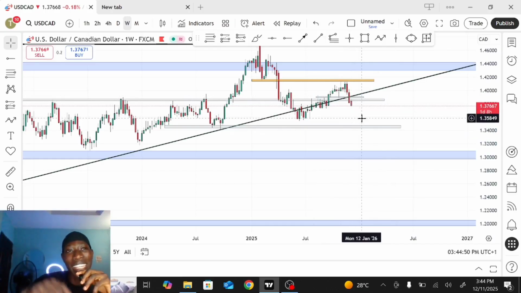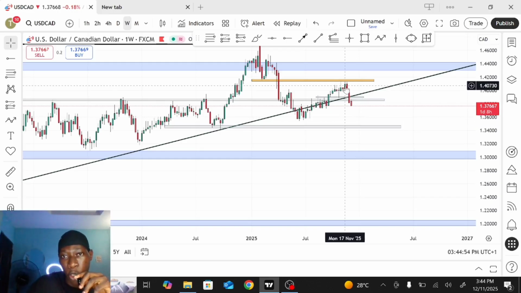Then how do we take advantage of the current situation of this market now? We can see that for the past 3 weeks, first week, second week, and third week.